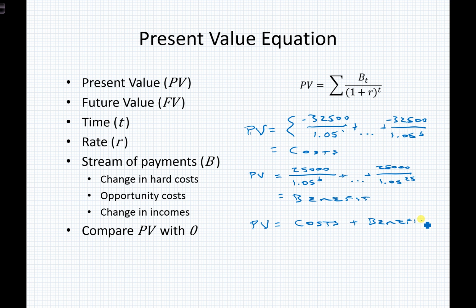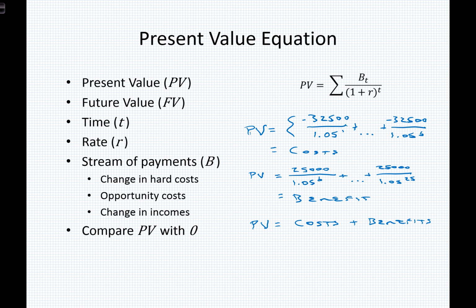Recognizing that my costs are always going to be a negative value. So what is the PV that I receive? Well, if the PV is 0, then my costs equal my benefits, even discounted for time and some expected rate of return, and so I'm probably indifferent as to whether or not I make that investment.